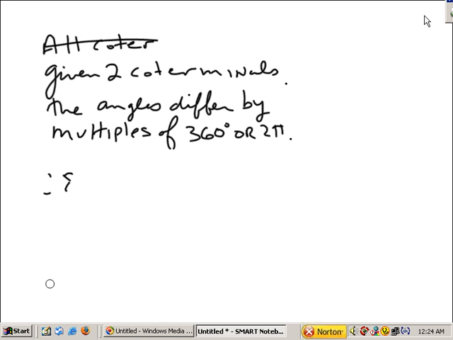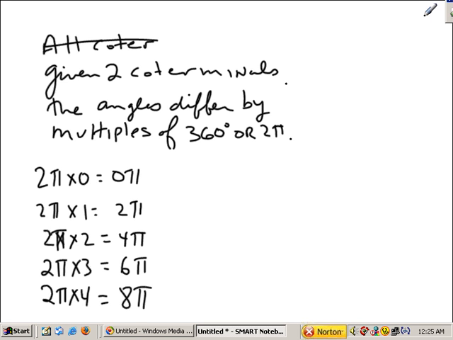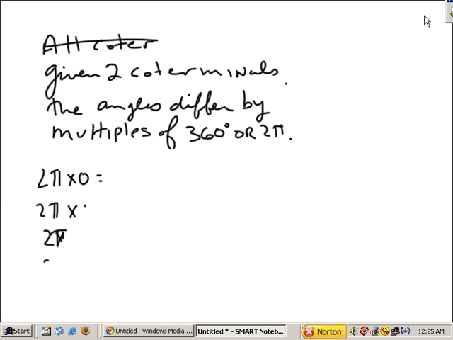Now, 2 pi, really friendly number. The pi just tags along. The number is 2. 2 pi times 0 is 0 pi. 2 pi times 1 is 2 pi. 2 pi times 2 is 4 pi. 2 pi times 3 is 6 pi. 2 pi times 4 is 8 pi. If you notice, you're getting all even numbers of pi. In fact, you're getting every even number of pi: 0, 2, 4, 6, 8, 10, 12, 14. As long as the difference is an even number of pi's, then you're okay. To get a coterminal, you can add any even number of pi's.